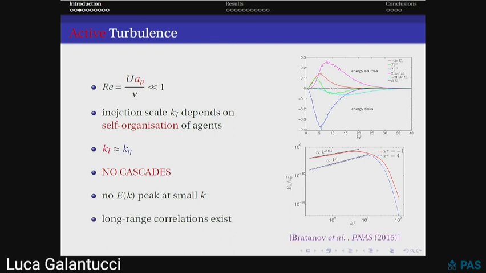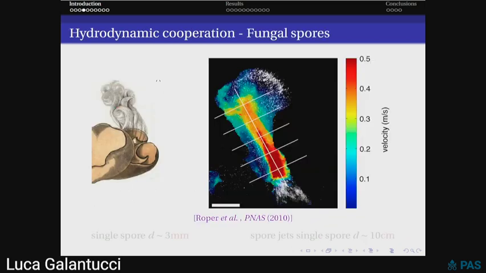We see here on the bottom right an example of a spectrum of bacteria. You see that this peaks at an intermediate scale. This doesn't mean that you don't have some long-range correlations. They exist, for example, in velocity, but they are not self-similar. One important feature of active turbulence and active fluids is the possibility that hydrodynamic cooperation might take place.